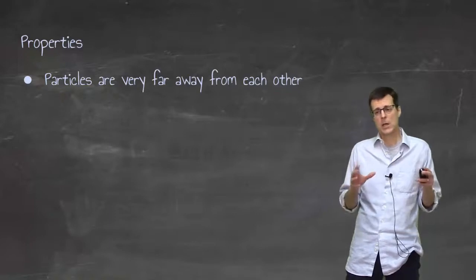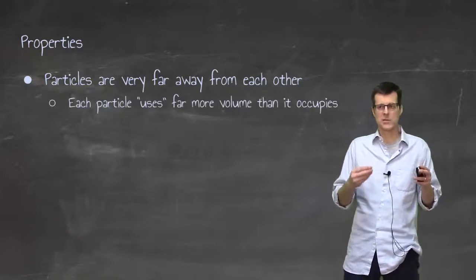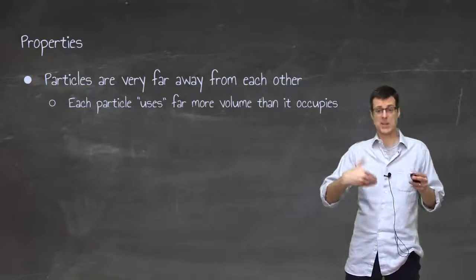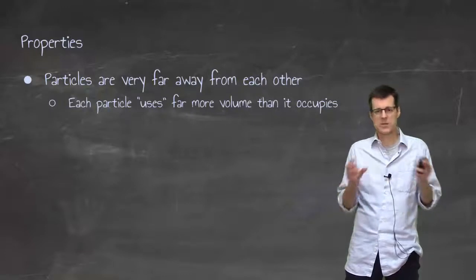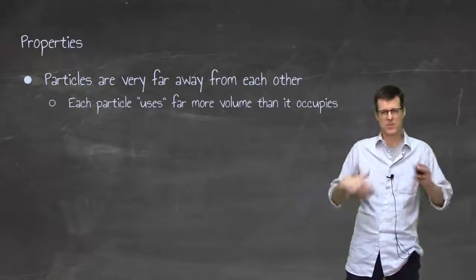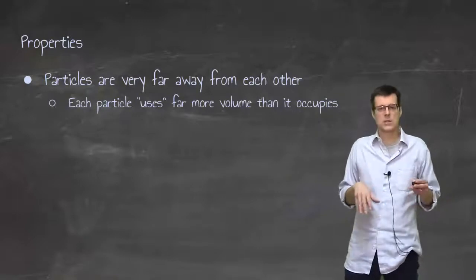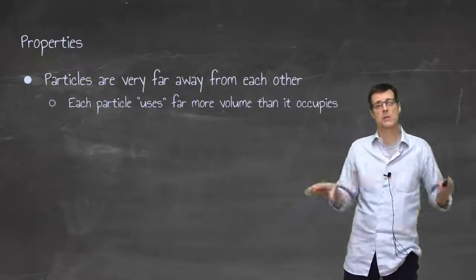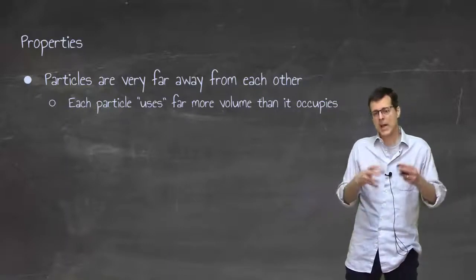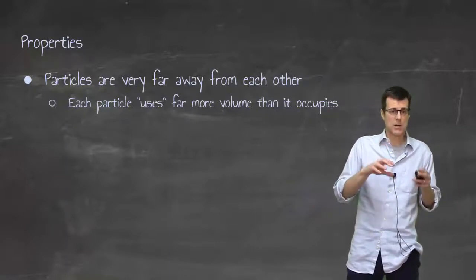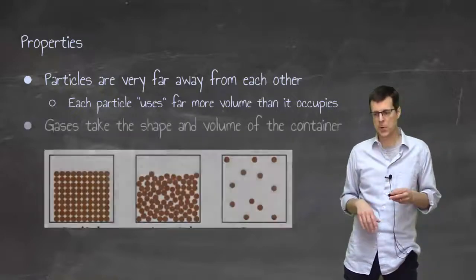from each other. And one of the results of that, or maybe the other way around, is that each particle sort of uses up more space than the particle itself actually occupies. So if you think about a person, say me, I only require this much space, but if I start flapping my arms, if I start moving around, then I'm going to need more space, otherwise I'm going to be bumping into people. Gases are kind of like that. Each particle itself has a whole lot of room to move around before it runs into another particle.